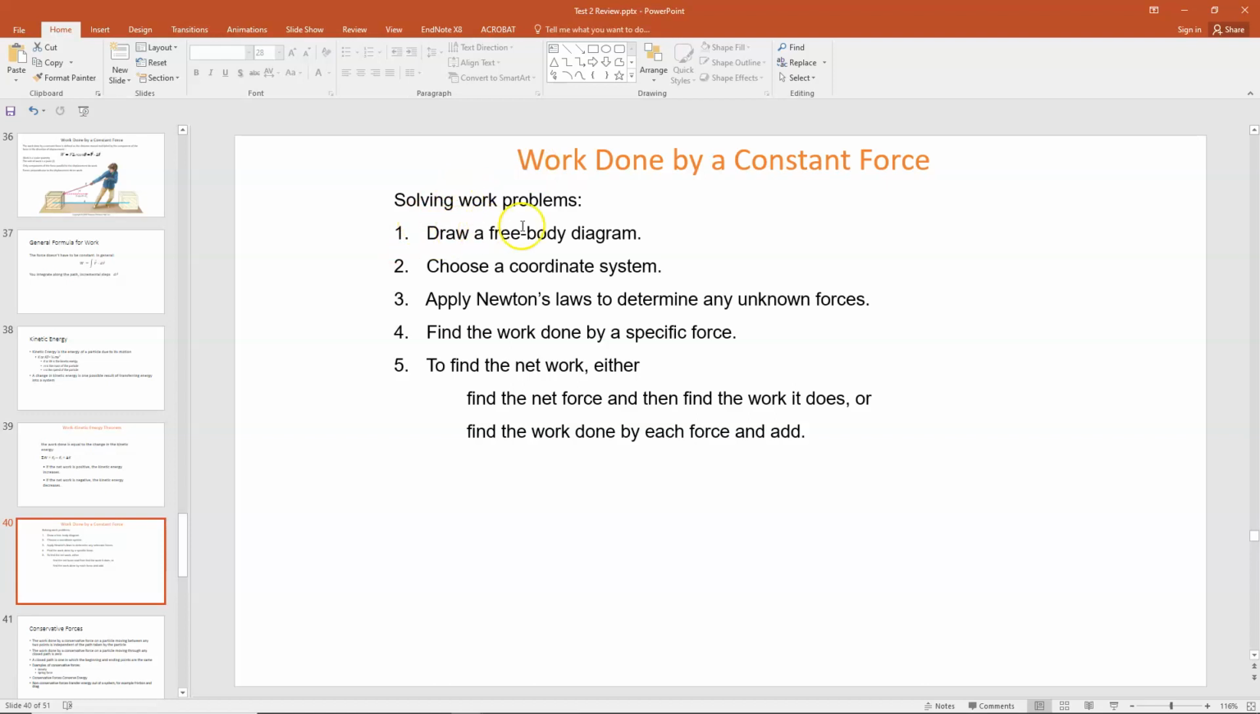Solving the work problems, you draw your free body diagram, you choose your coordinate system, you apply Newton's laws to determine any unknown forces, then find the work done by each force. And then to find the net work, either you find the net force and then find the work it does, or you find the work done by each force and then add. And then you have the sum of the works, and you set that equal to your change in kinetic energy and solve.